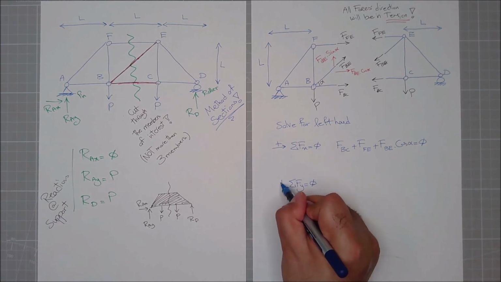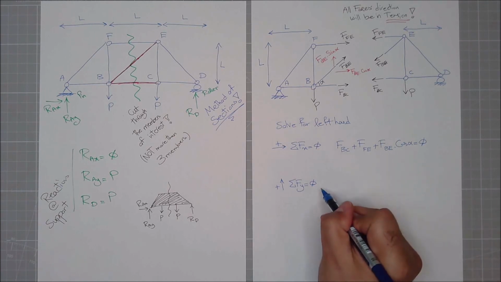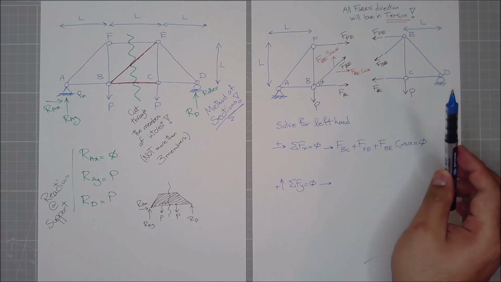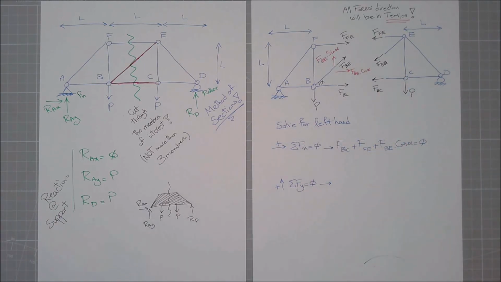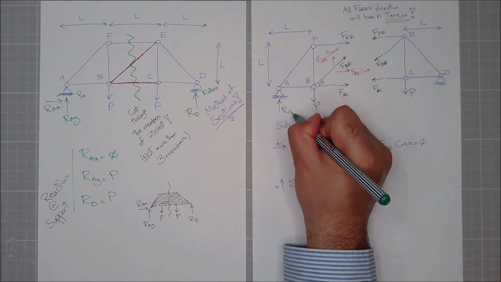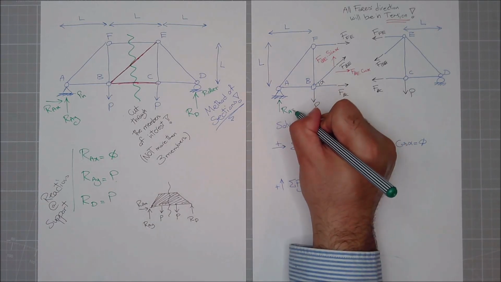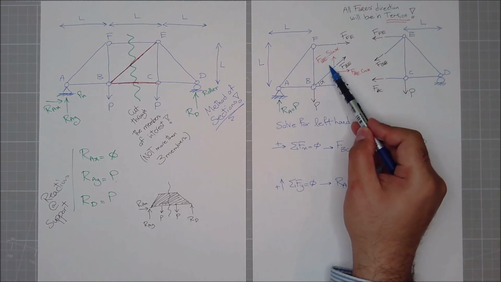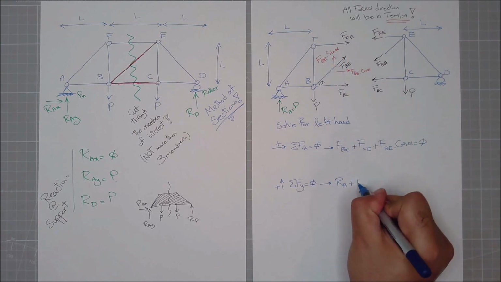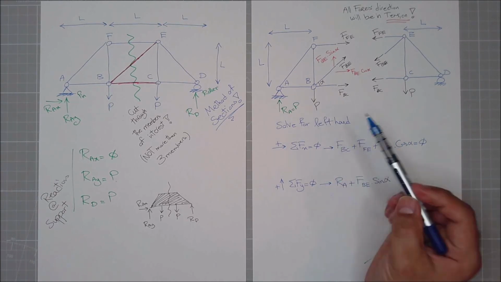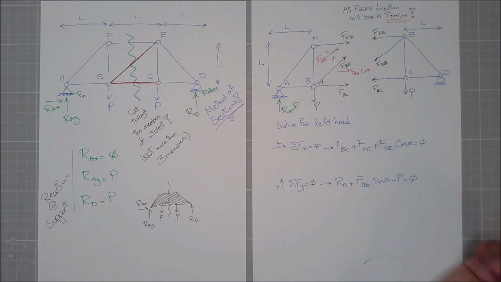Summation of all forces in y direction equals 0. Going upward is positive. What does that give me? I have an RA here, which was equal to P. I have this guy, which again is going upward, so plus FBE sine of alpha, and I have this P which is coming downward, minus P equals 0.